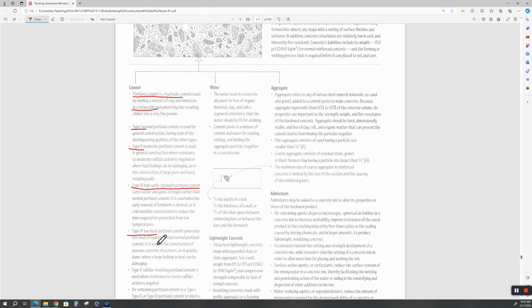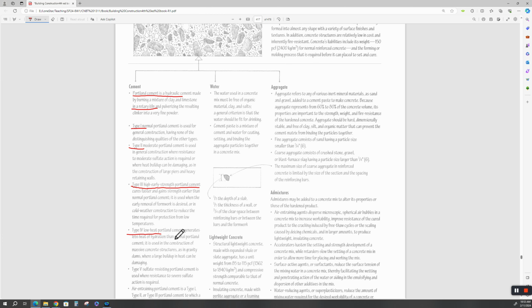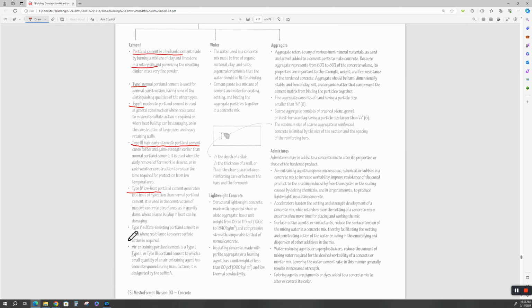And type 4 is low heat. It generates less heat of hydration. And type 5 is a sulfate-resisting Portland cement. It's used where resistance to severe sulfate action is required.